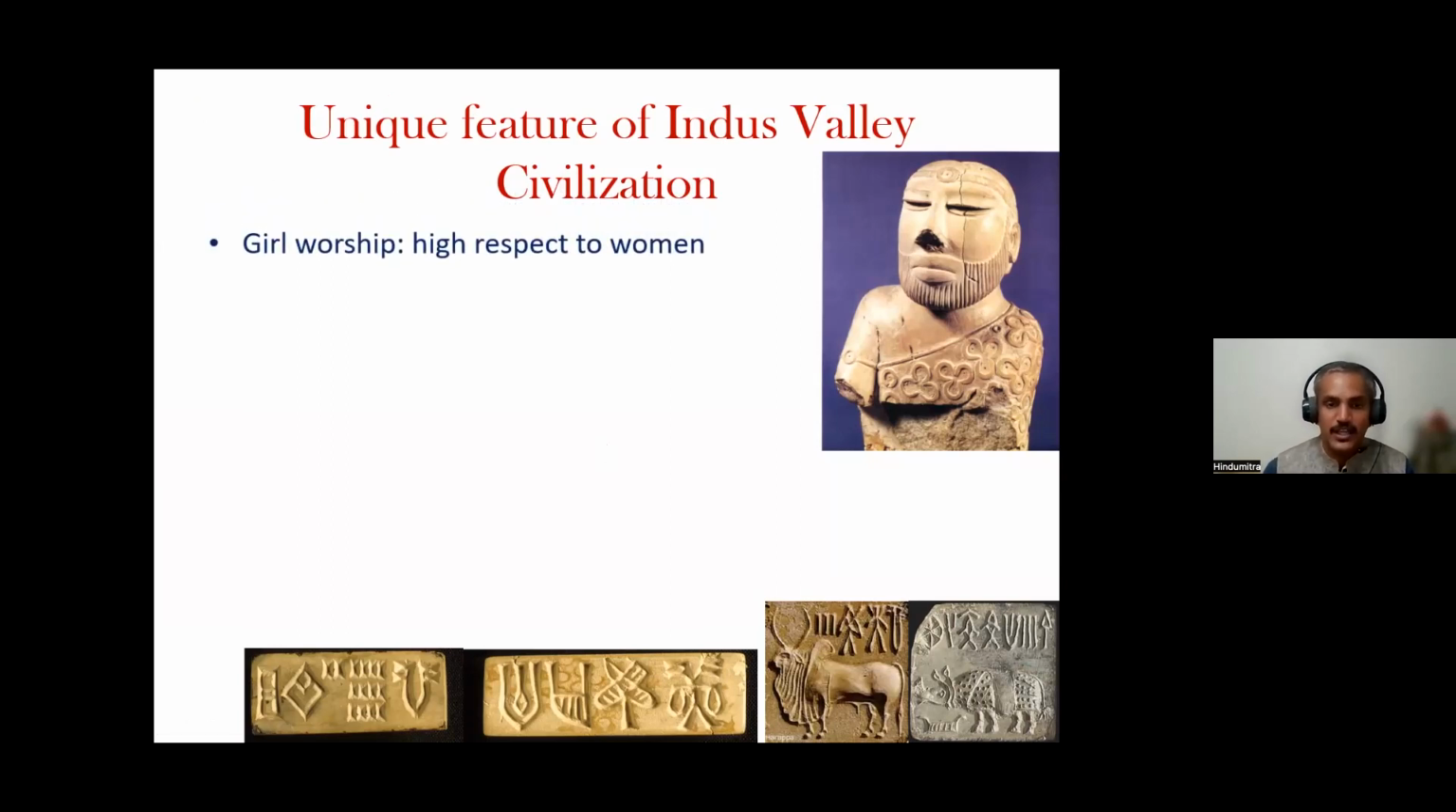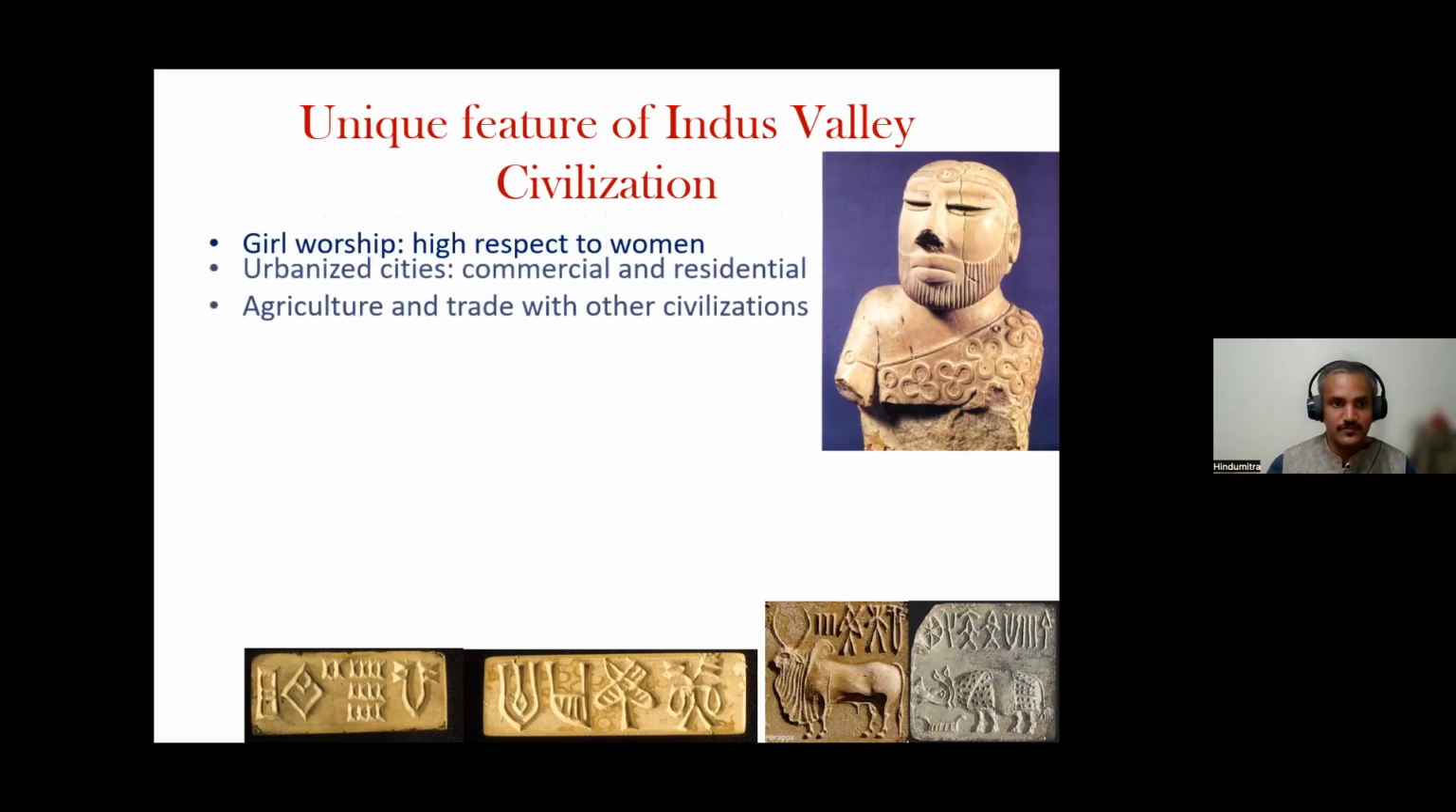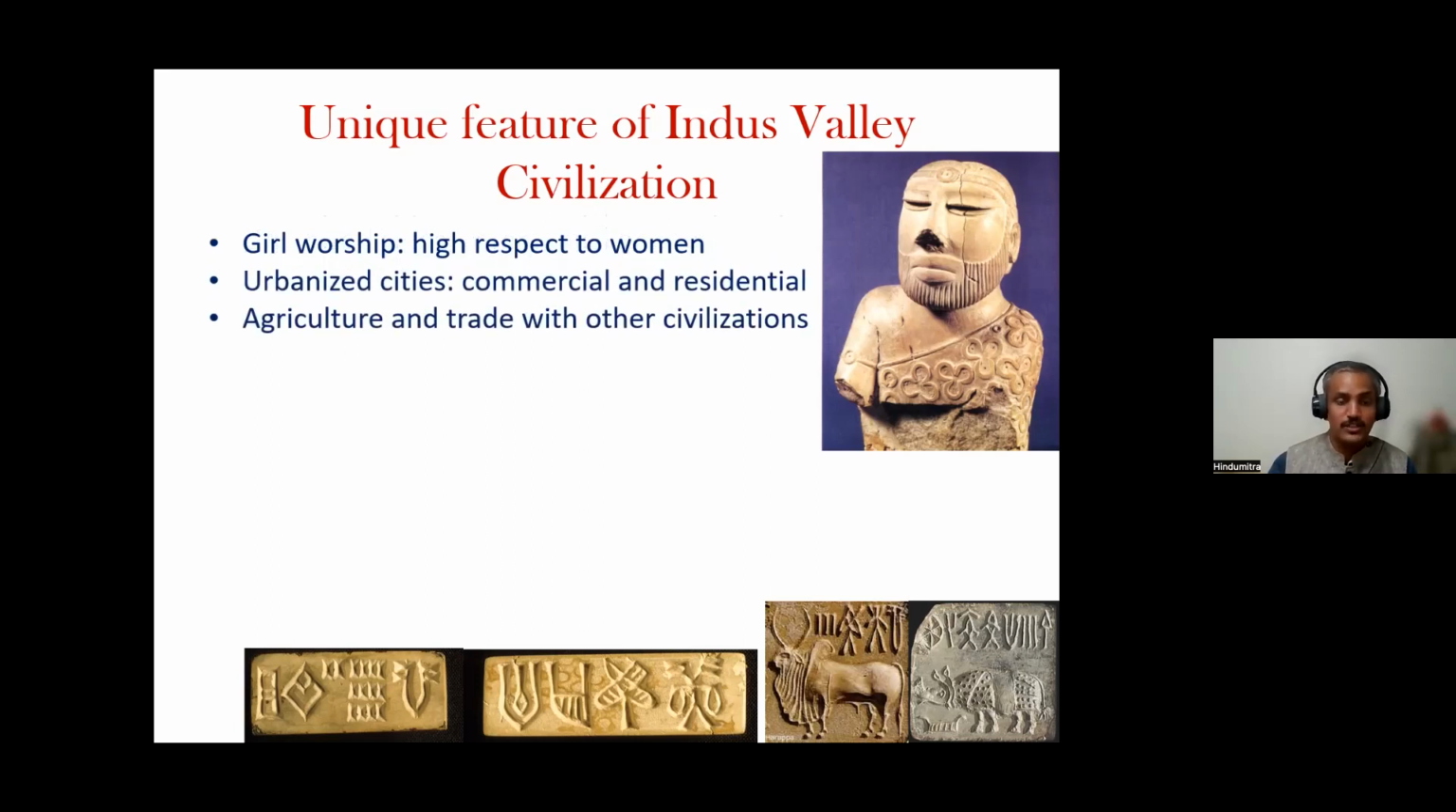For example, it has often been found that in Sindhu civilization there was a high respect for women, and this is evident from the goddess worship. Second, we found urbanized cities divided into commercial and residential complexes, which is again a unique concept of that time. Then we also find these were not an aloof race or aloof civilization. They had extensive trade relationships with other civilizations.